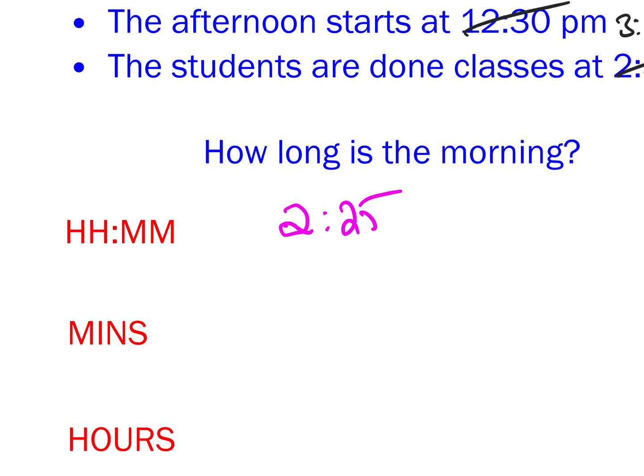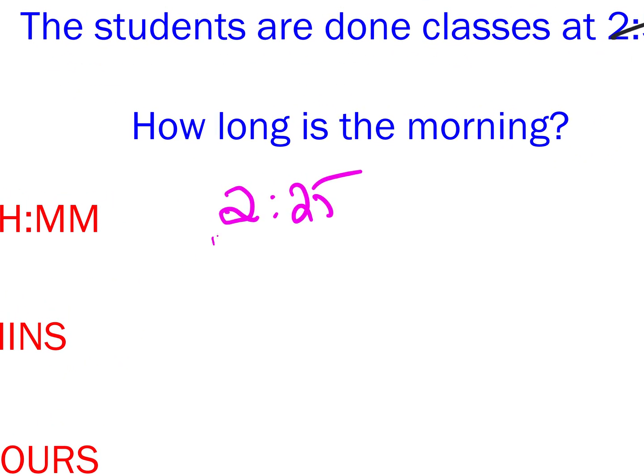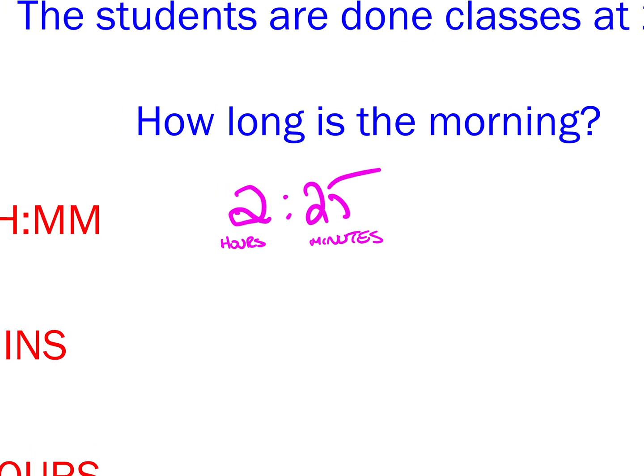So for the work today, you will probably need to write out your time in this mode. So just remember that the number first is the number of hours, and after the colon, the number is the number of minutes. So it's hours, colon, minutes. Okay? Hours, colon, minutes. Now, we could ask that a couple different other ways.